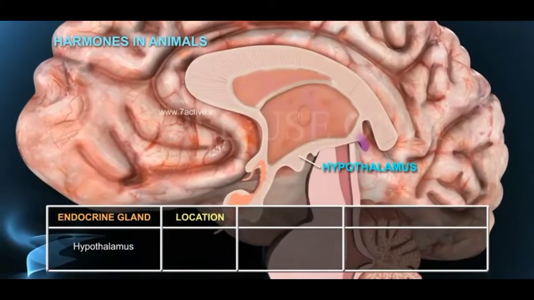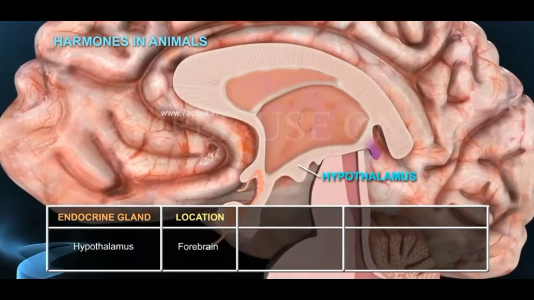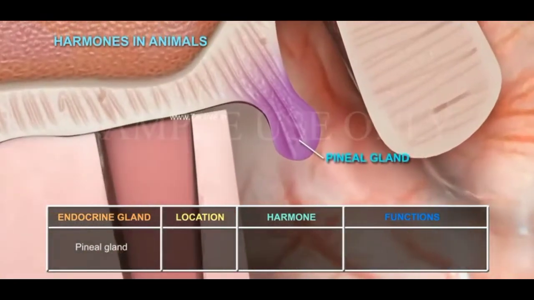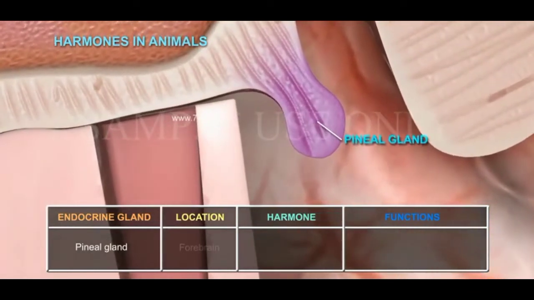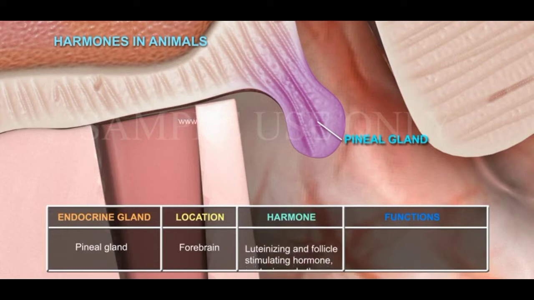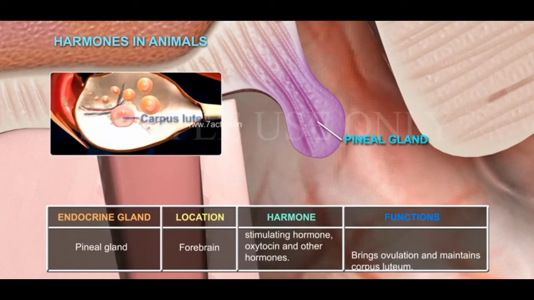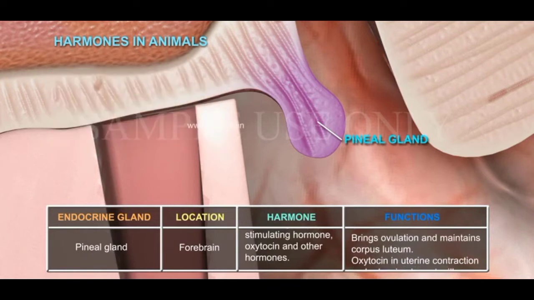Endocrine gland: Hypothalamus. Location: forebrain. Functions: main center and relay station of the endocrine system. Pineal gland. Location: forebrain. Hormones: luteinizing and follicle stimulating hormone, oxytocin and other hormones. Functions: brings about ovulation and maintains the corpus luteum. Oxytocin causes uterine contraction and releases breast milk.